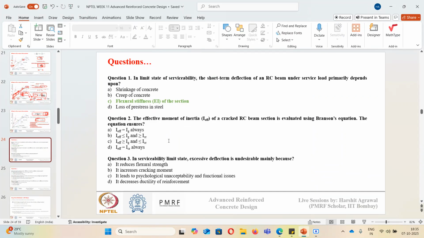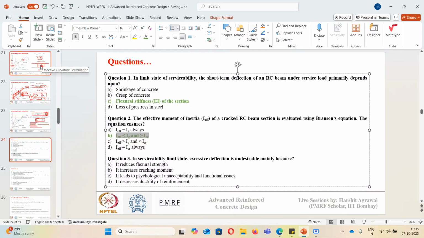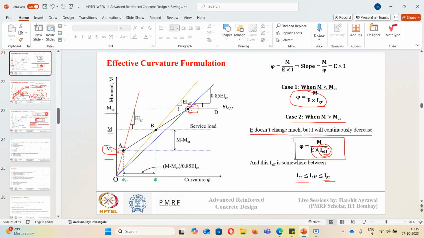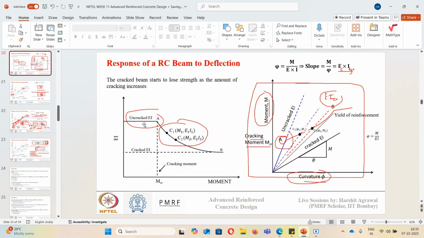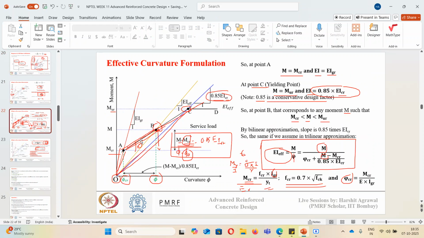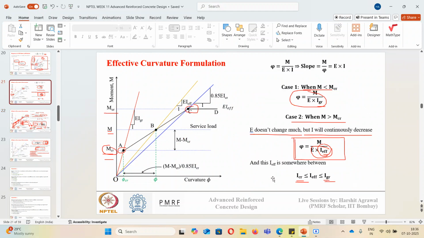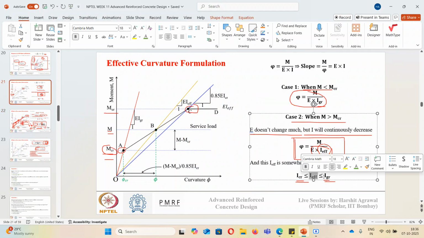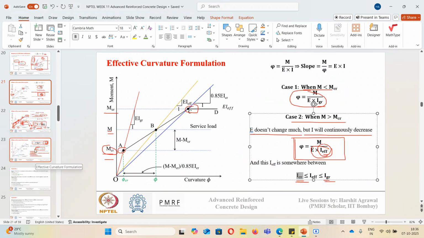Yes, the correct answer will be B. We saw in the diagram that just when the cracking begins, we have uncracked EI. At point A we have EI gross, and at point C we have EI cracked. Whatever deflection is occurring at any moment between these two points, the I value that we are calculating, I effective, will be less than I gross and more than the cracked moment of inertia.